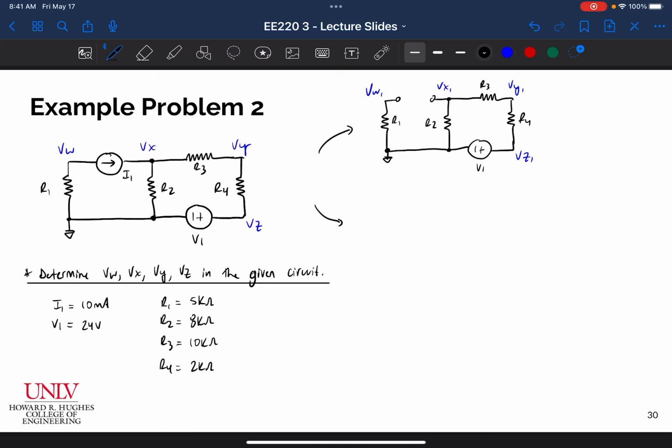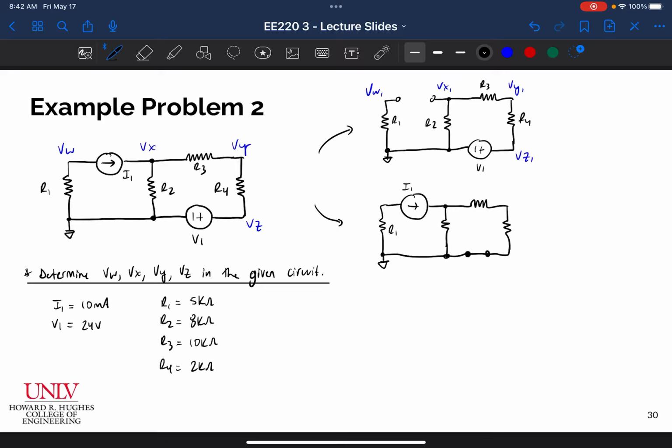And then the second case would be with no voltage source. So I would have my current source here. That's going to be I1. I'd still have my resistor there, resistor here, and then where the voltage source is, there would be a short. All right, so this is my two equivalent circuits.